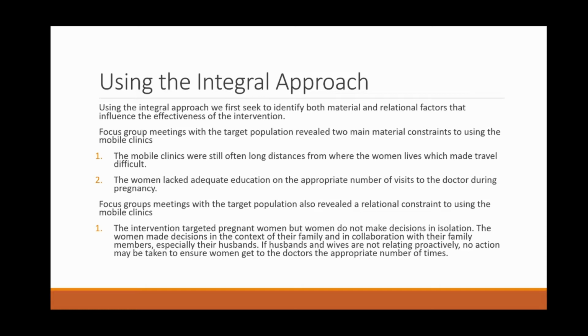And so, a typical design of an intervention would be one that is trying to ease these material constraints. That is, try to help women gain access to the mobile clinics, as well as educating households on the importance of prenatal doctor visits. Okay, but when we use the integral approach, we have to go deeper. We have to go deeper than the purely material constraints to interventions. We have to go deeper than the purely material challenges.